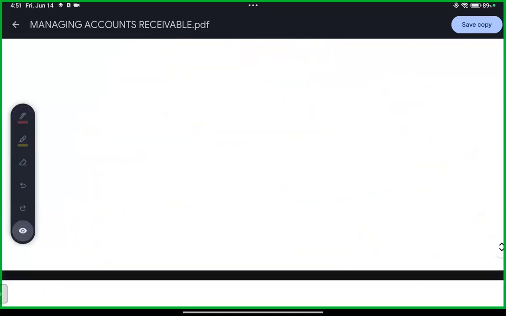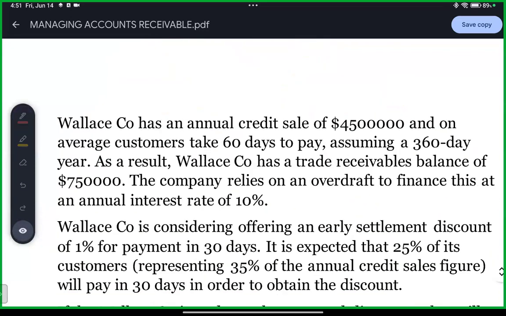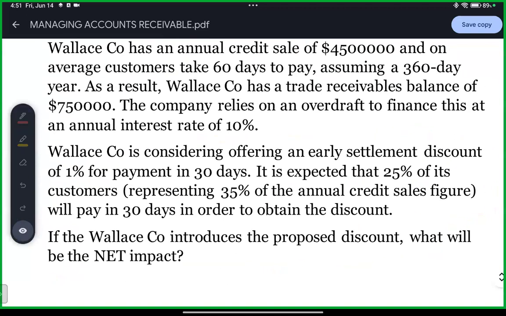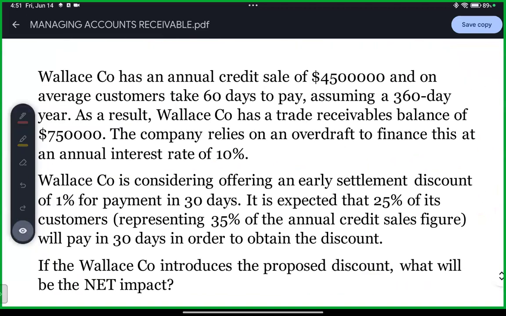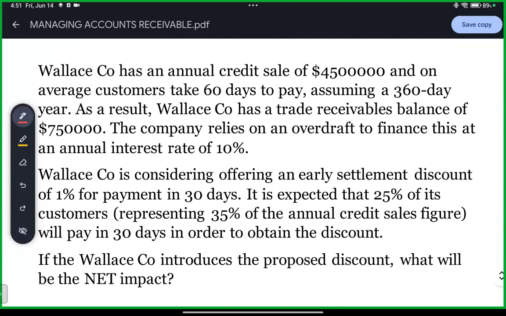So I will just explain it with a question that I have set here. This is a question from your BPP kit as well. Valdez company has an annual credit sale of 4,500,000. The annual credit sale is very important. Okay, please keep in mind this is very important. And on average, customers take 60 days to pay, assuming a 360 day year. So it is not 365. They're asking you to assume 360. So don't miss out on these small elements.